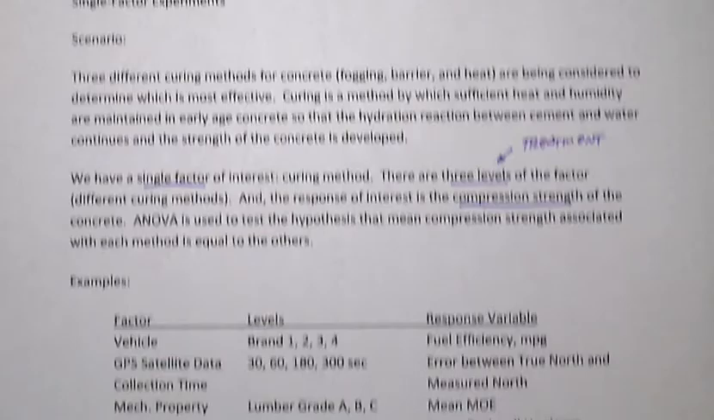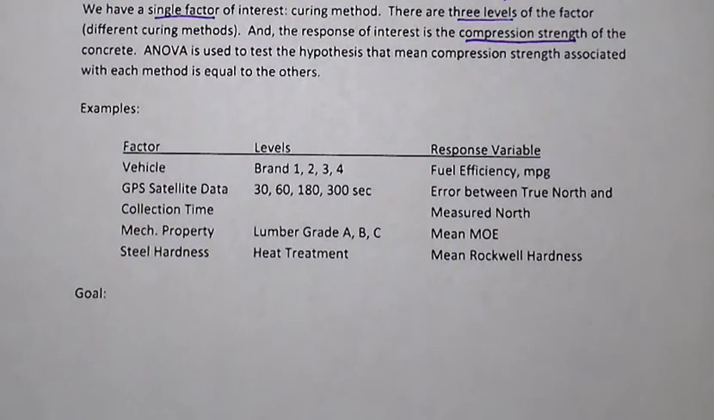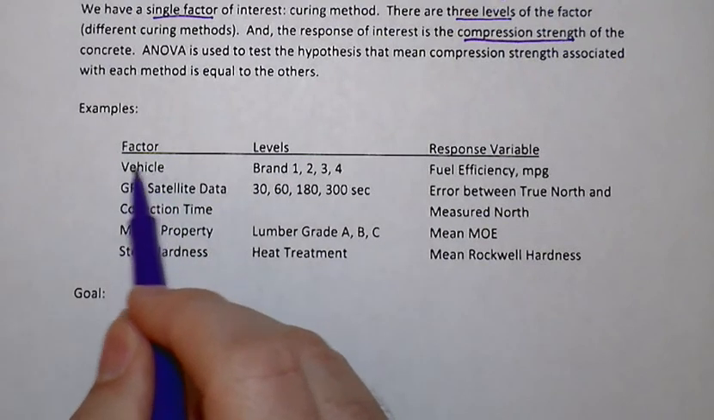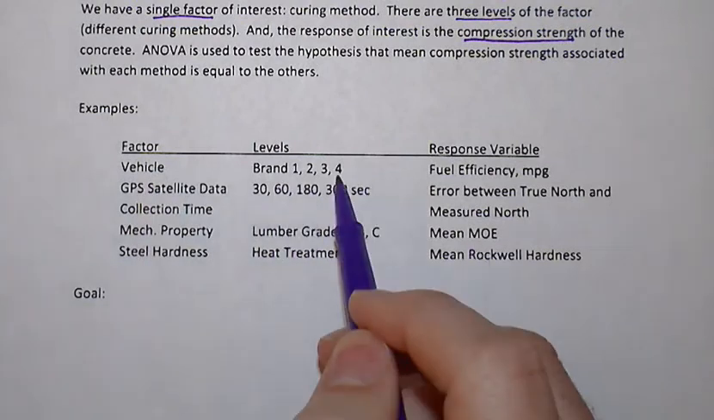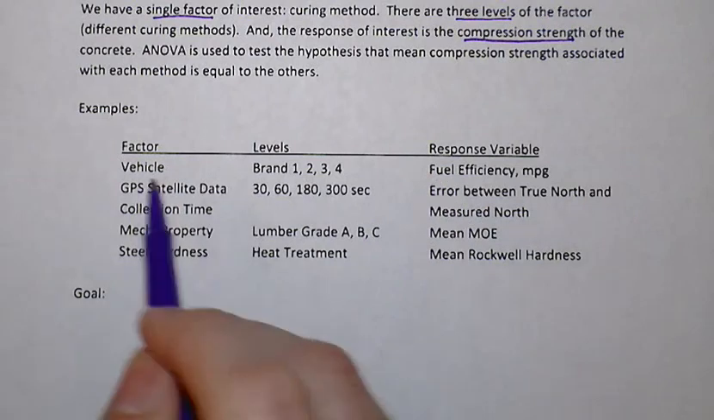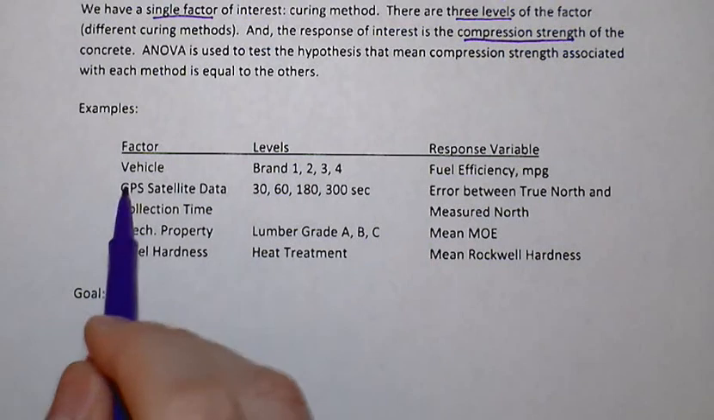Several more examples, and note the pattern that we have at work here. The factor in this next example is which vehicle to buy, and we've got 4 different brands. Let's say that our most important criterion is fuel efficiency. There's a single vehicle we're going to purchase, there are our levels 1 through 4, and we take a look at fuel efficiency.